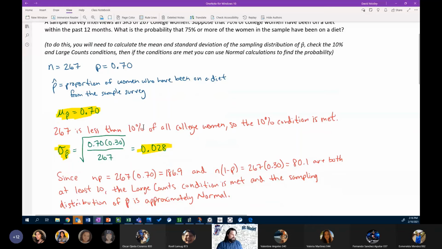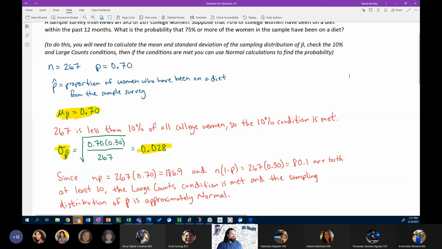267 is less than 10% of all college women, so the 10% condition is met. Notice I'm not doing any calculation for this in this case, all right? It's because I can say this and it's generally accepted to be true, right? There's going to be more than 2,670 women in college, right? So we simply just have to state that this is a fact. Cool, we're good to go.